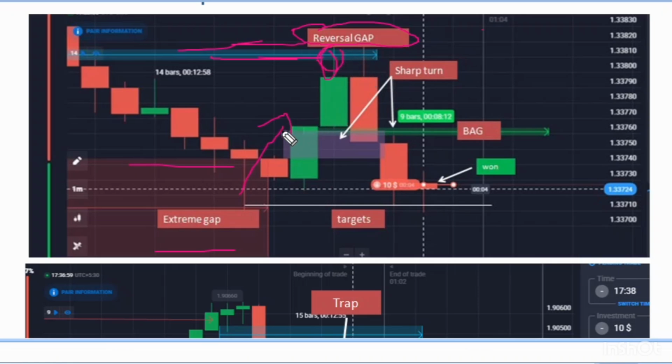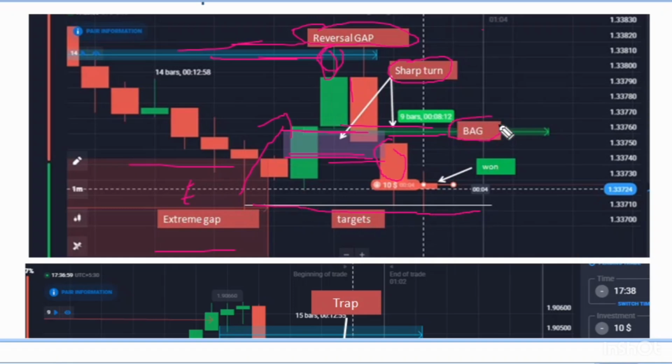And then here, this is the first gap. After mitigating this extreme gap will be the manipulation gap that we have discussed. So this is the manipulation gap, and then it has created a gap here again. And what is this? This is a sharp turn now. The left side gap is the manipulation gap. See, this has broken out of the manipulation gap. So where is our target? This low will be our target.